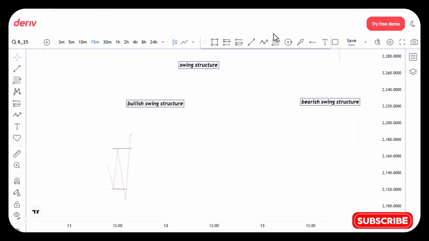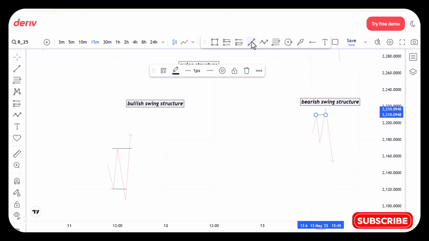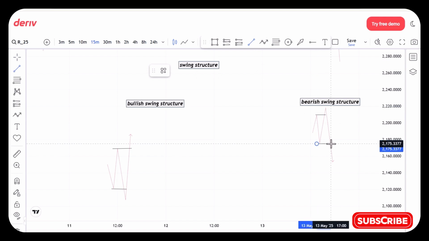Now this is how a bearish swing structure looks like. Price took out a previous high, which is this high here, and gave us what? A break of structure in the opposite direction.